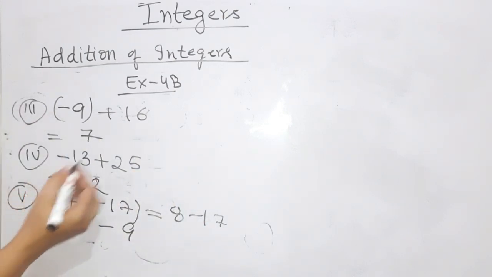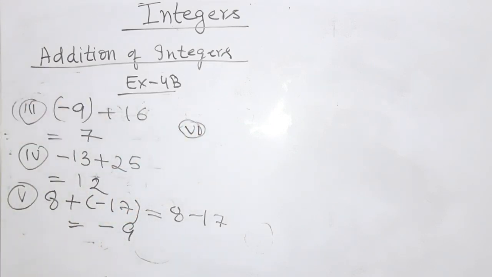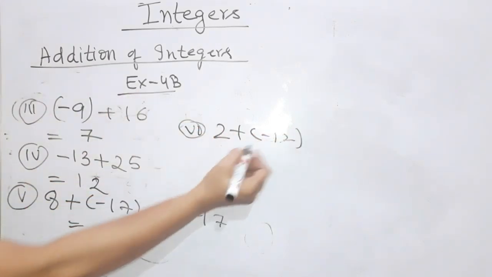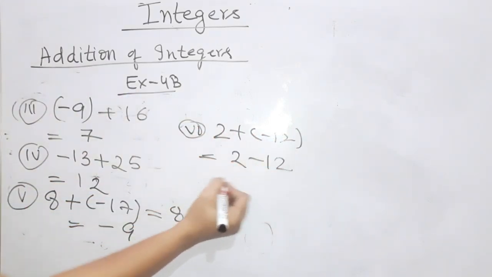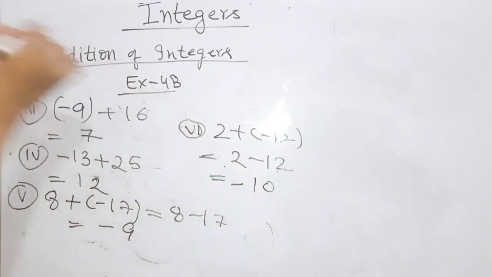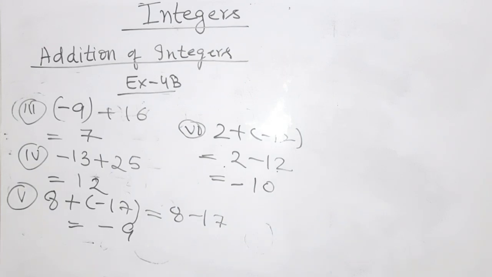Coming to the last option, that is the sixth option. So the sixth option is 2 plus -12, plus minus minus, one negative one positive, subtract it and give the sign of the greatest number. So the answer will be -10. So I hope everybody has understood this.